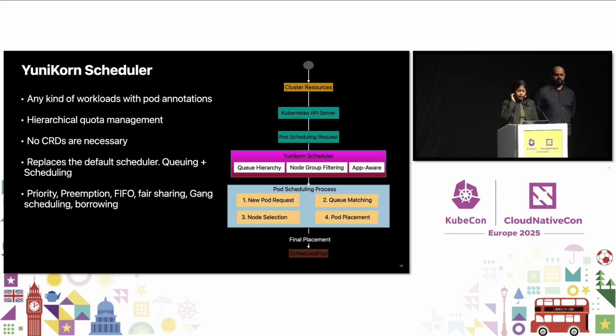Talking about the Unicorn Scheduler, it can work with any kind of workloads through pod annotation. It provides hierarchical quota management. There's no custom resource definition needed. It completely replaces the Kube default scheduler, handling both queuing and scheduling. It supports priority, preemption, FIFO, fair sharing, gang scheduling, and resource borrowing, exactly what we needed for Spark.